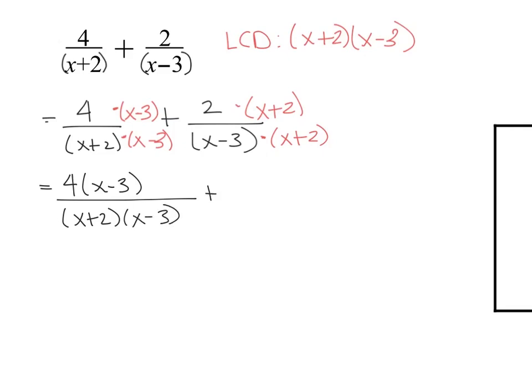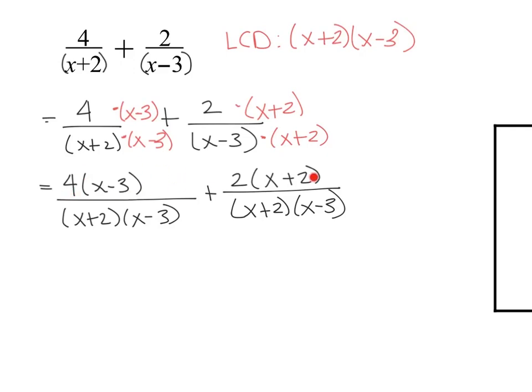And then plus, now I have 2 times this guy. So plus 2 times x plus 2. All over, and I'm just going to write them in the same order I have here. So I'm going to put the x plus 2 first, then the x minus 3. So all over x plus 2 and then x minus 3. So now it's really clear that these two denominators are the same.